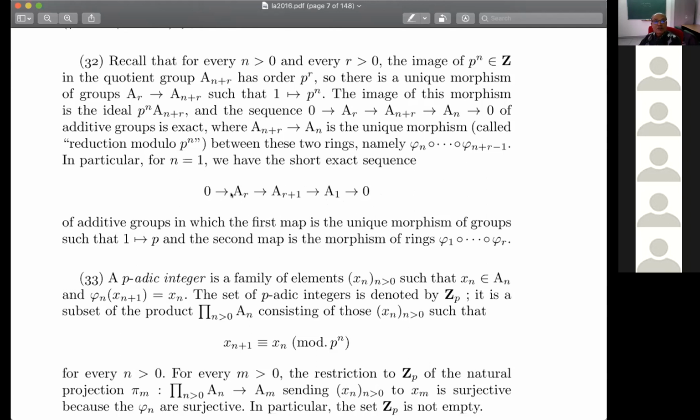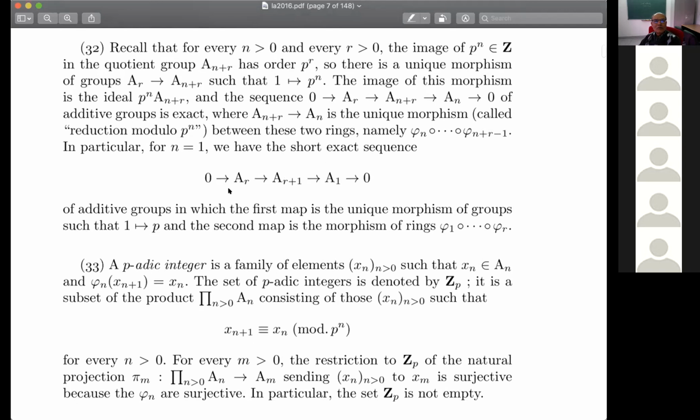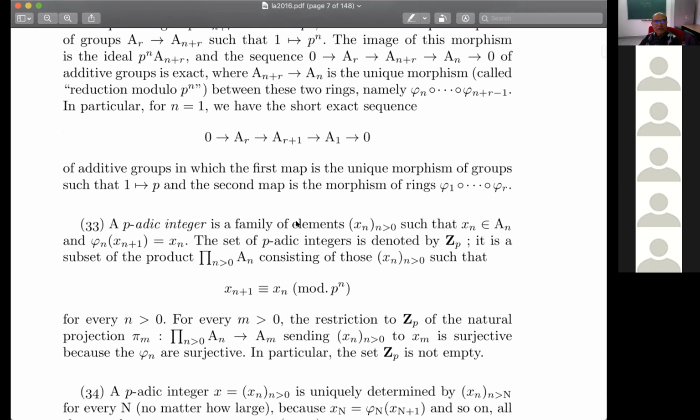Okay, but this inclusion, you have to be careful. 1 doesn't go to 1 here, right? That's what I wanted to say when I said you have to be careful. It's not 1 going to 1. There's no such map. 1 going to 1 is not a homomorphism of groups, because the 1 here has order p^r, and the 1 here has order p^{r+1}. So 1 goes to p is the map here. 1 goes to p.